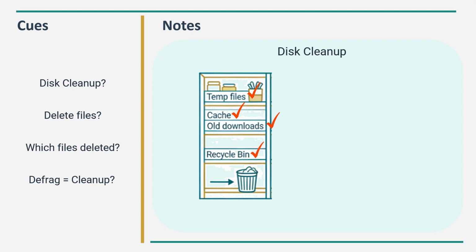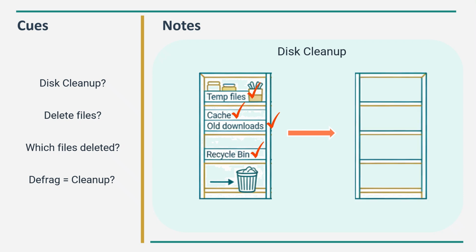And it also cleans up your recycle bin, which has files that you've deleted, which are taking up space. It also deletes duplicate files, where you accidentally might have copies of the same file. Think of it like throwing away old notes, duplicate books, and garbage from your shelf to free up actual space. Important: unlike defragmentation, this cleanup actually removes junk, so you get free storage space back.